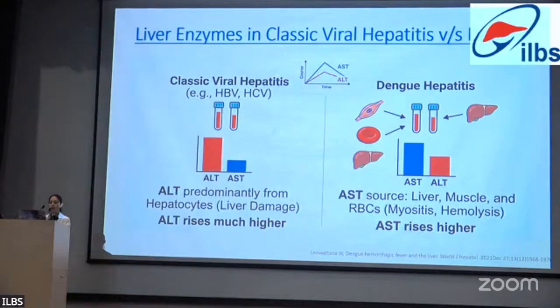This is due to the mitochondrial injury and additional release of AST from the skeletal muscle during dengue virus infection associated myositis. This pattern contrasts with viral hepatitis A, B, C, where the ALT predominates. Extremely high AST or ALT values, more than 1,000 international units, are suggestive of dengue-associated severe hepatitis and are associated with a high risk of progression to ALF.